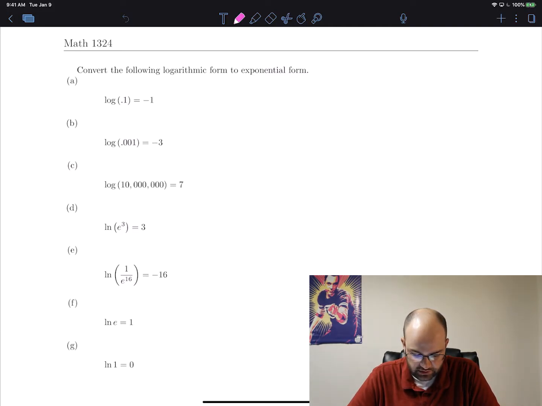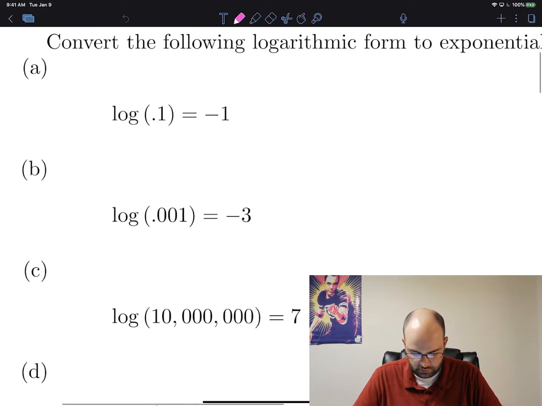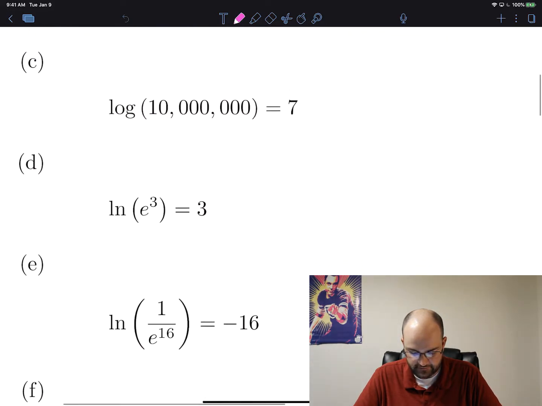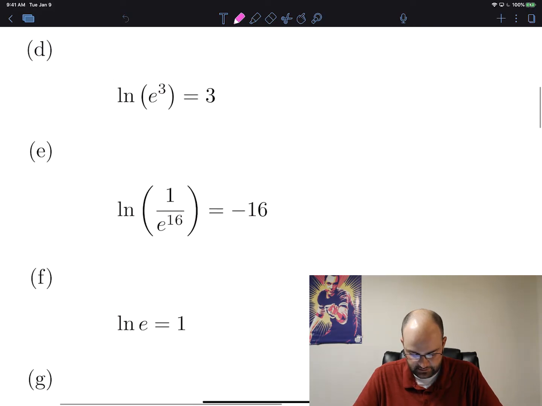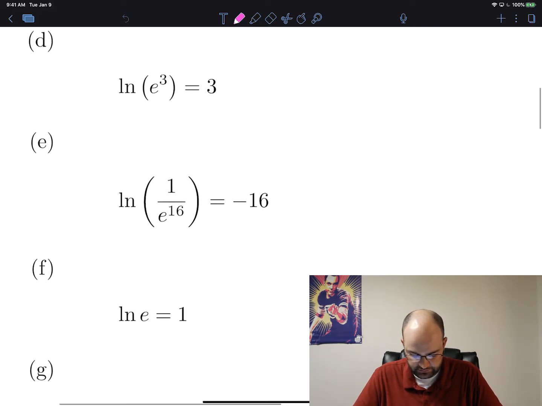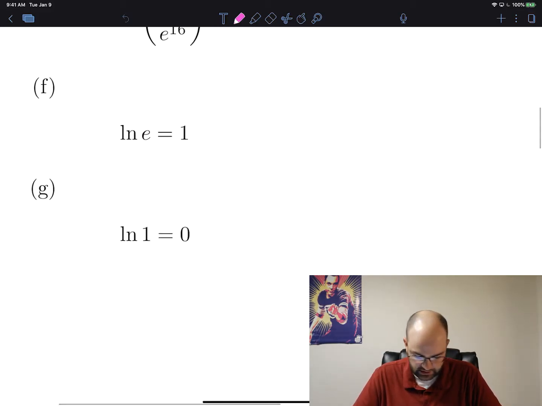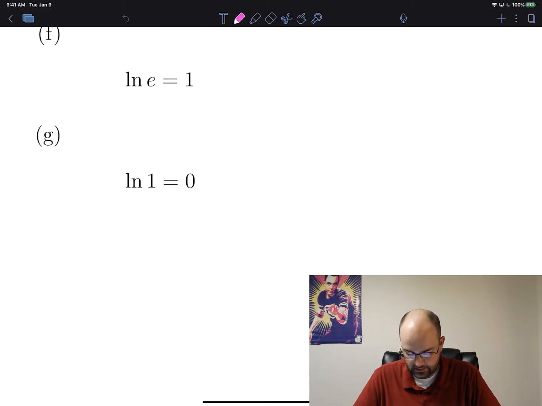Here, in this example, we want to convert the following logarithmic form to exponential form. Frankly, same instructions as the last one, but a little bit different. Because if you look at these, we have log 0.1 equals -1, log 0.001 equals -3, log of 10 million equals 7, ln of e cubed equals 3, ln of 1 over e to the 16 equals -6, ln of e equals 1, and ln of 1 equals 0.